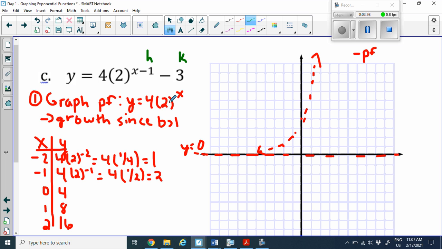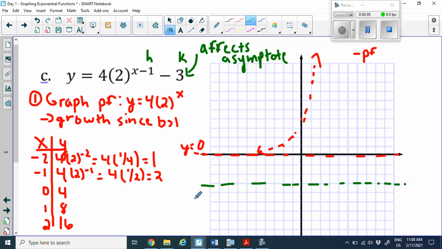Now, not only does this affect our graph, but it also affects our asymptote. Remember, it's the k value that affects the asymptote. So what happens as well is that we will need to take our asymptote and go down 3 as well. So we might want to do that first, just so we know what not to cross, okay? So I'm going down 1, 2, 3. Now your asymptote should always be a dashed line no matter what. And then don't forget your equation. So we get y equals -3.